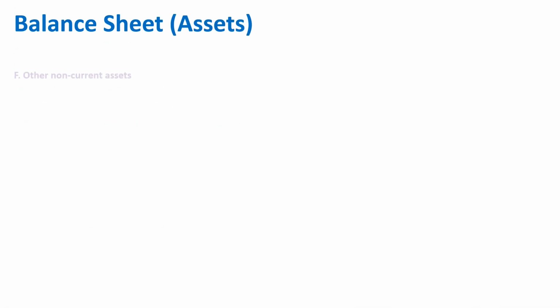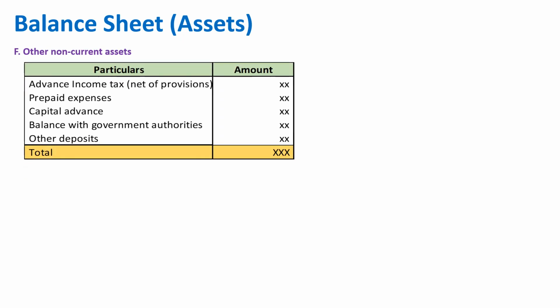Next item which needs to be reported is other non-current assets. Okay. And what are the examples here? You have advance income tax, which will be reported net of provisions, right? So the tax what you pay to the government authorities has to be reported here. Then prepaid expenses, any prepaid expense which you are going to amortize to expenses after 12 months, that portion will be reported here. Similarly, capital advance, long-term capital advance, balance with government authorities. That means you have tax credits with the government, but the utilization will happen only after 12 months. Okay. So if that situation is there, you have to report it here. And then other deposits, it could be your electricity deposit or any other deposit where you are not going to recover the money in next 12 months time, has to be reported as other non-current assets.